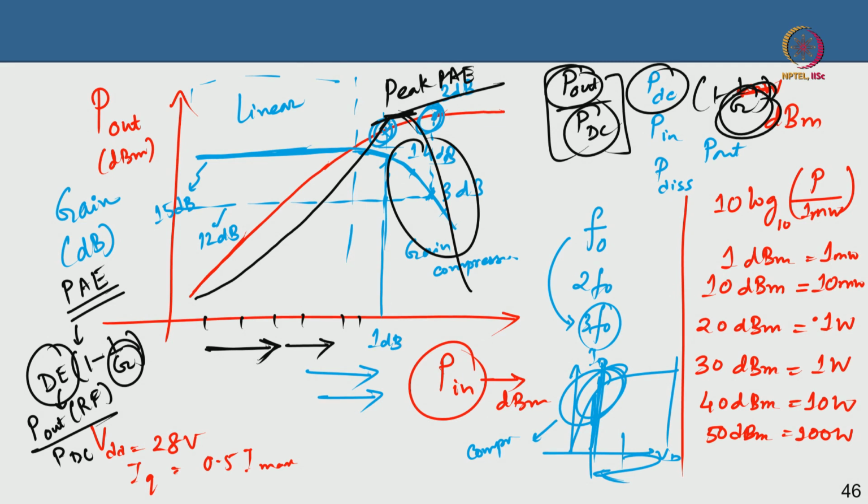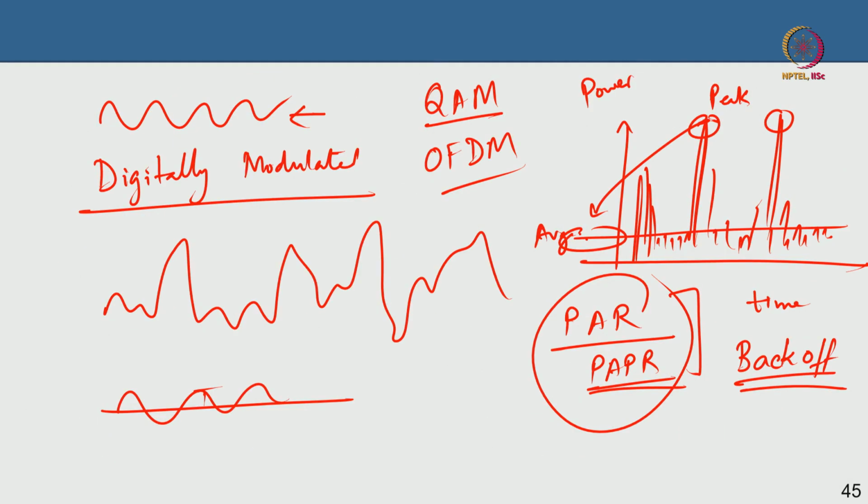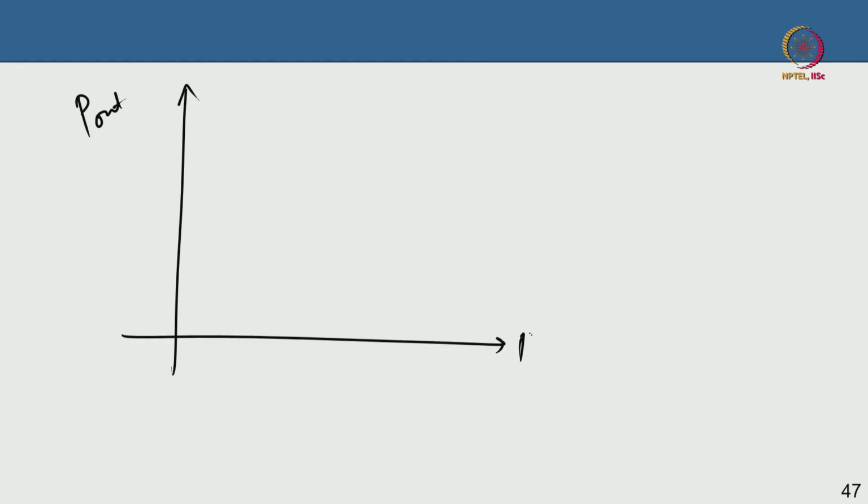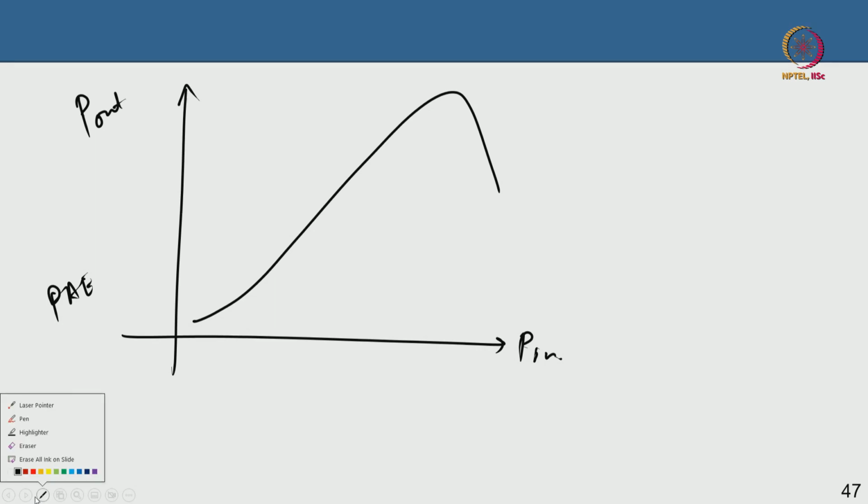Now, I told you in the last slide that because of this complex digital modulation scheme, you have to operate in something called back off. Now, what is back off? This is precisely the thing. So, I am going to plot the plot again. This is your output power, this is your input power, okay. Let me first plot the efficiency, the PAE. The PAE is going to get like that, right, and then I am going to change the color here.